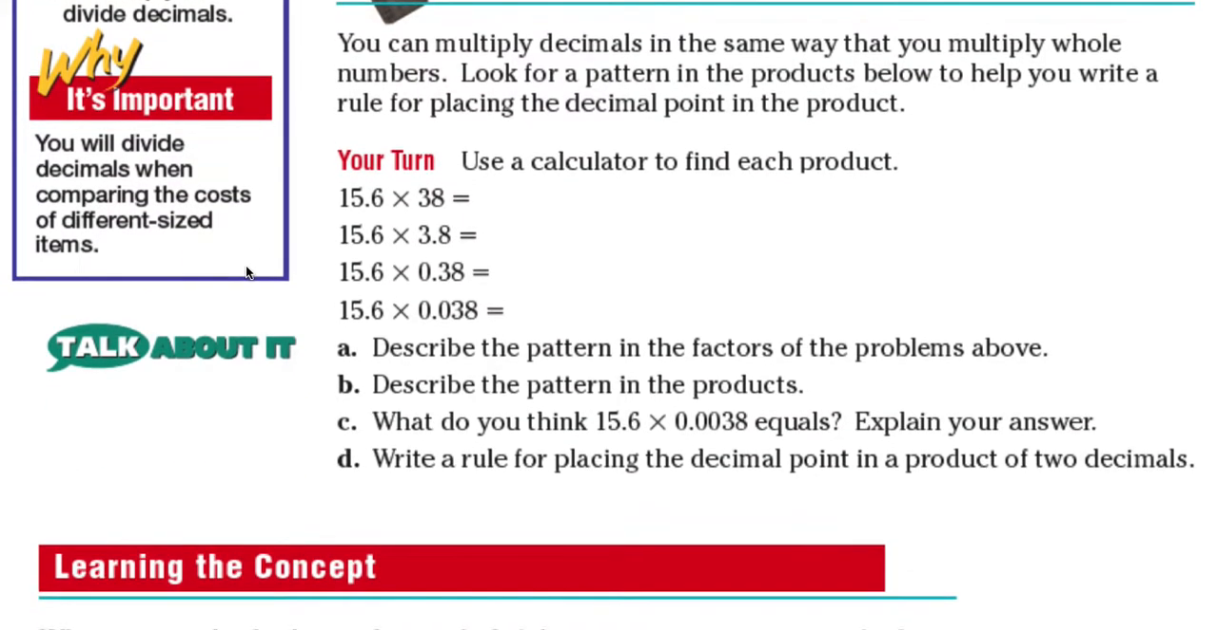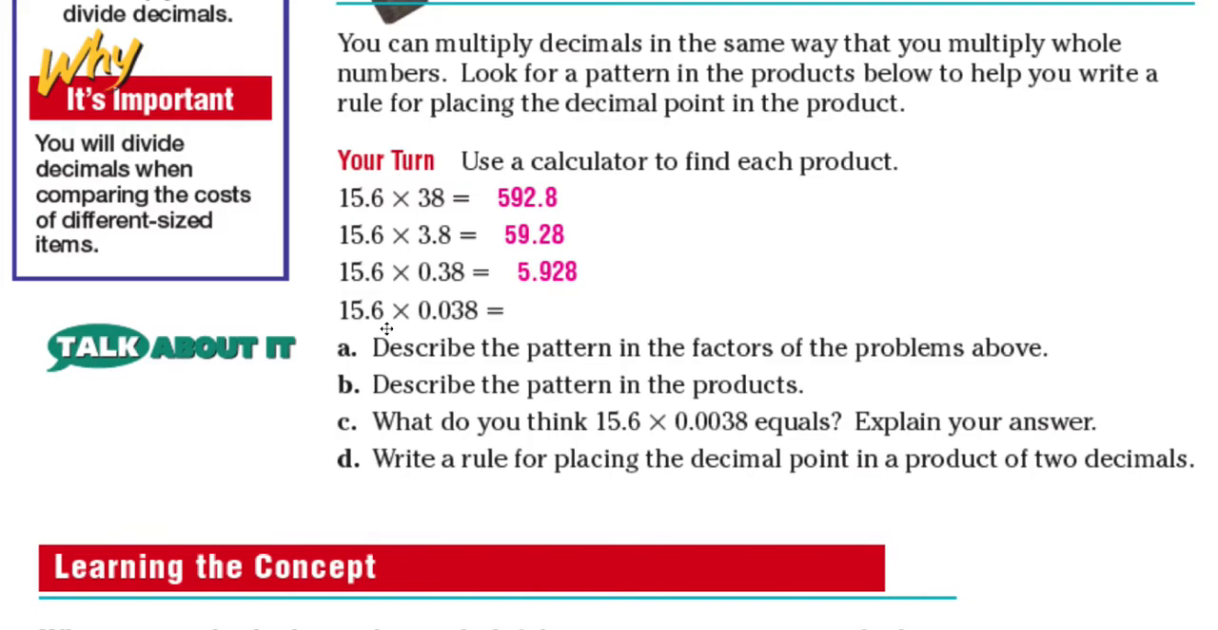You can multiply decimals in the same way that you multiply whole numbers. Look for a pattern in the products below to help you write the rule for placing the decimal point in the product. Use a calculator to find each product. If you multiply 15.6 times 38 with your calculator, it'll give you 592.8. If you multiply 15.6 times 3.8 instead of 38, you end up with 59.28. If you multiply 15.6 times 0.38, that'll be 5.928.